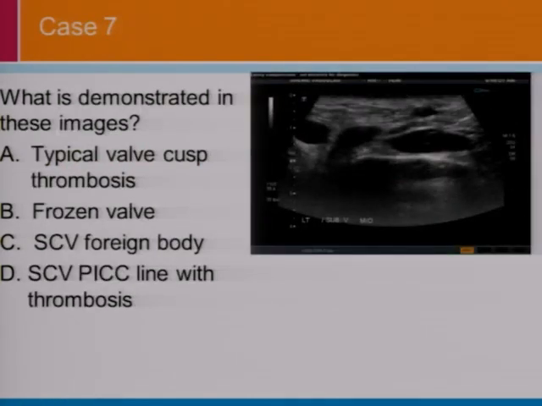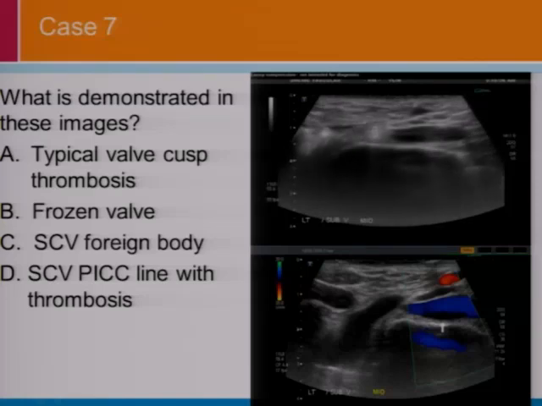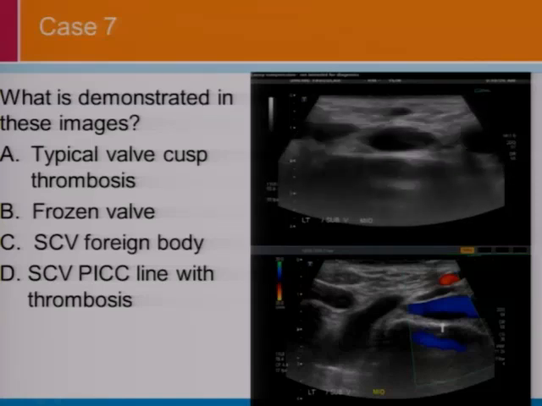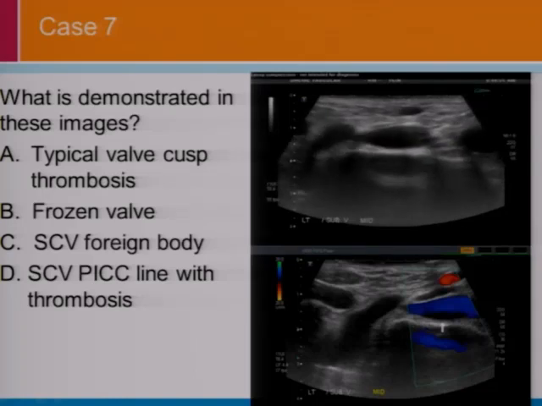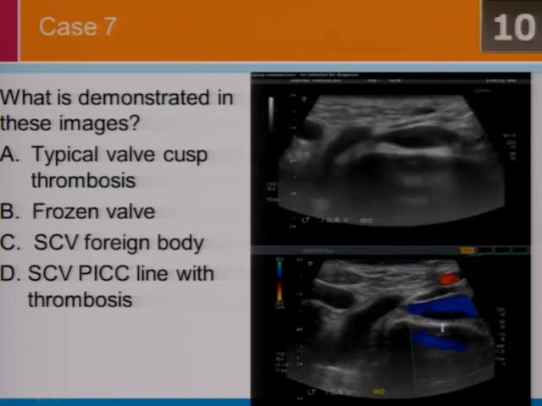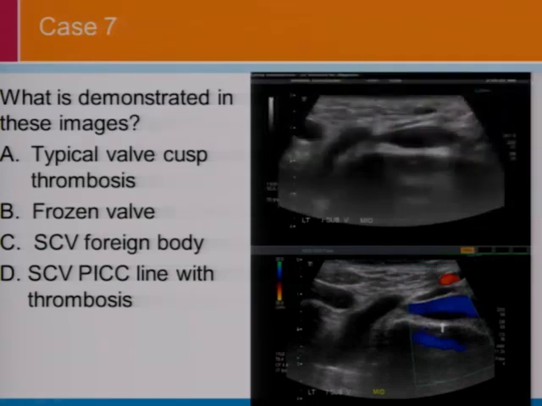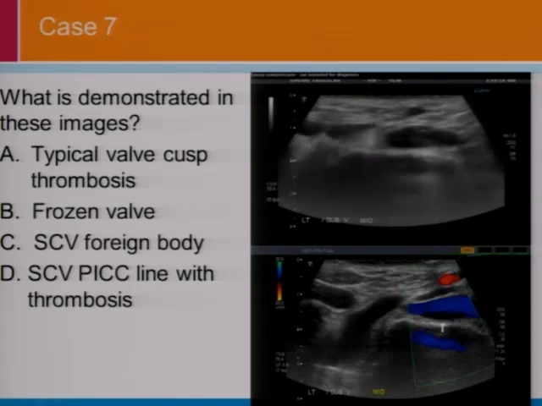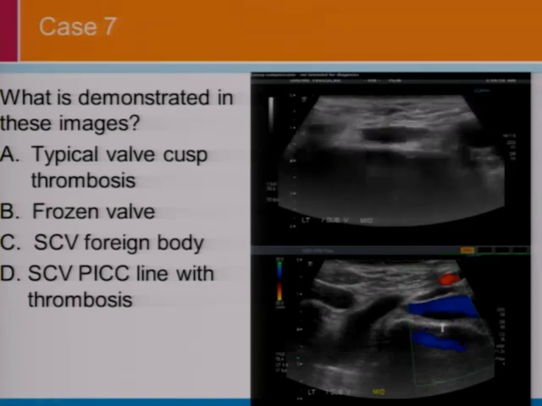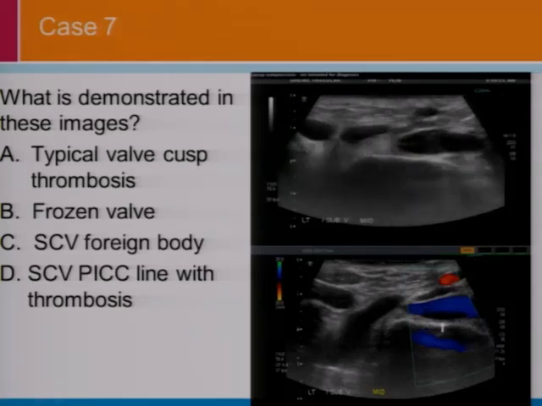What is demonstrated in these images? So are these images showing us typical valve cusp thrombosis, a frozen valve, a foreign body in the subclavian vein, or subclavian vein PICC line with thrombosis? Okay, so about a third of you got this correct. So this is actually a valve cusp thrombosis. So you can see the valve here, and you see flow, and here's that valve cusp with thrombus in it.